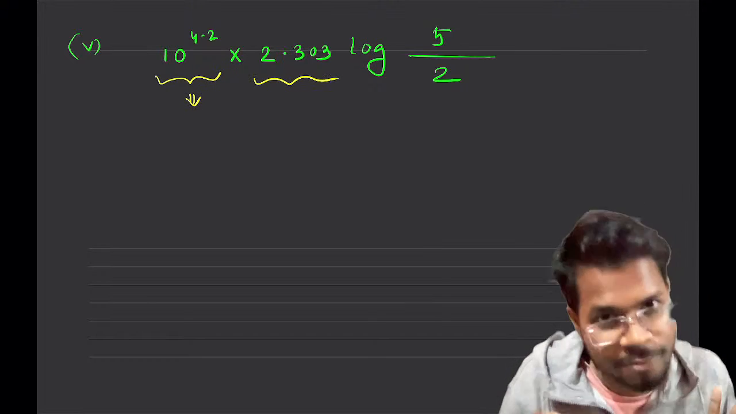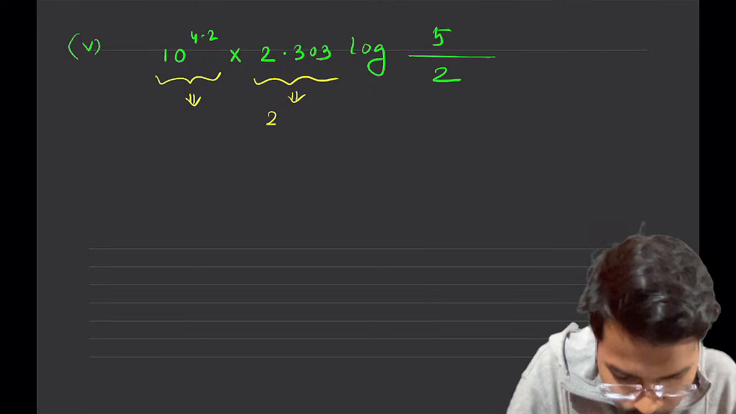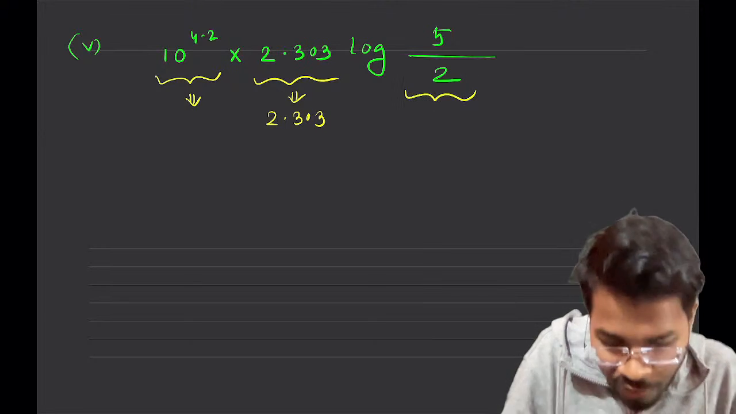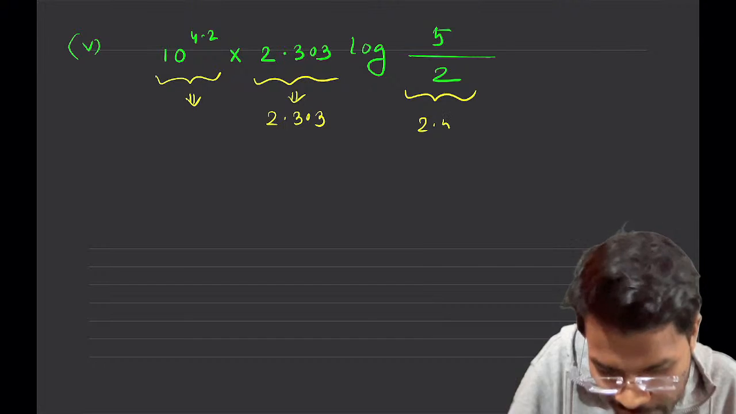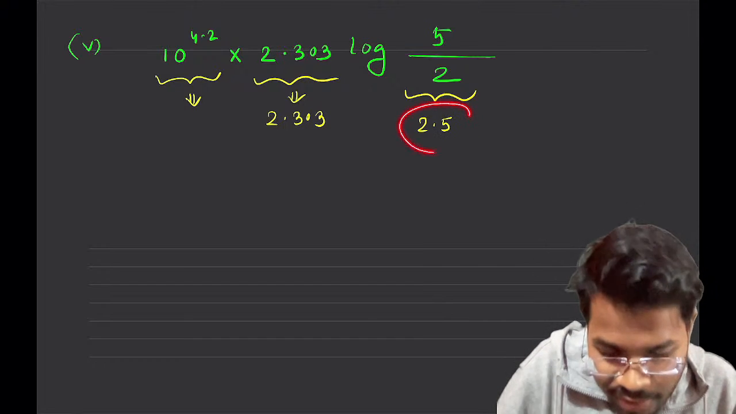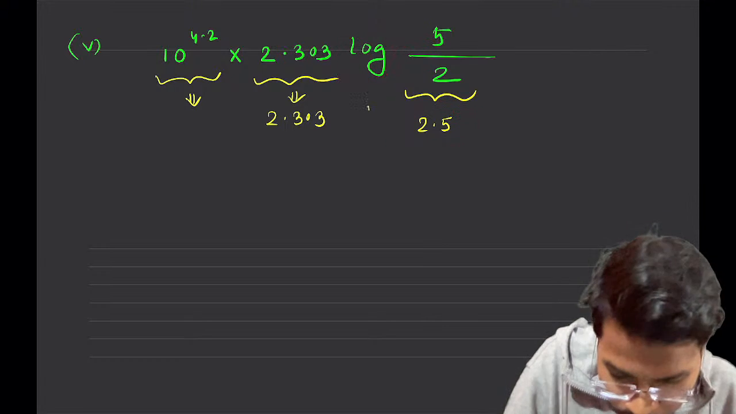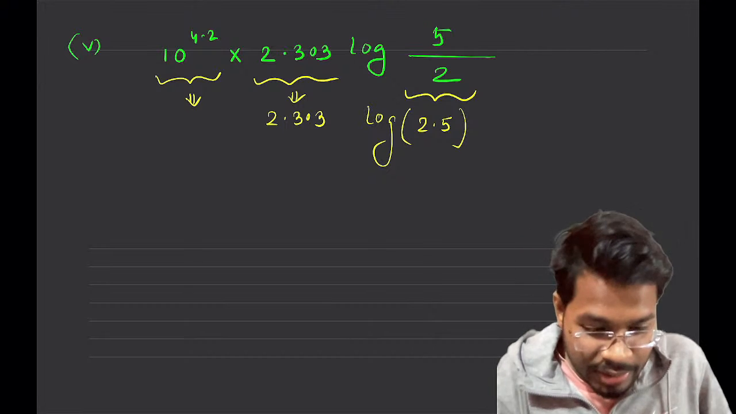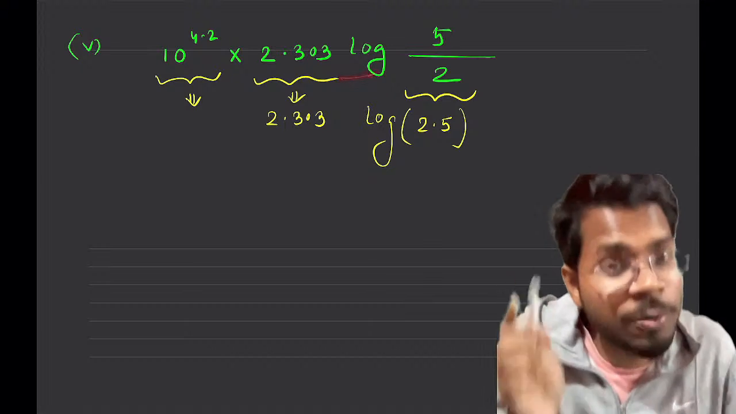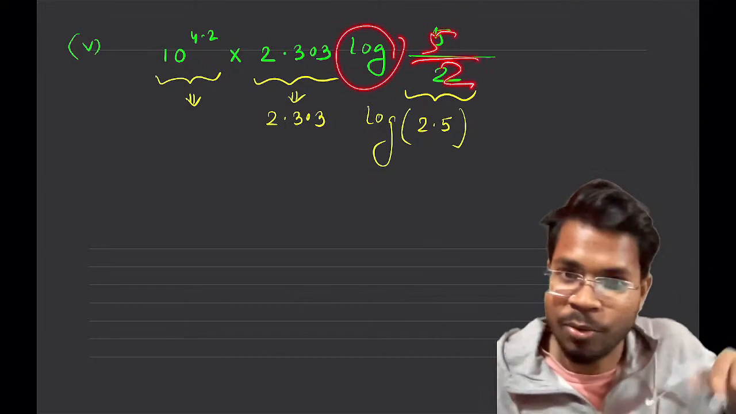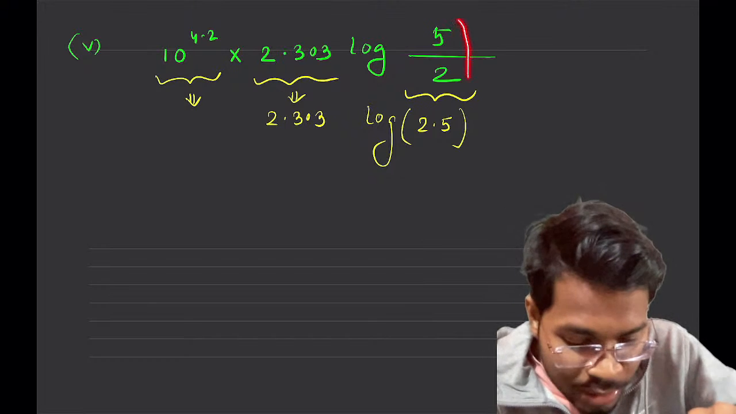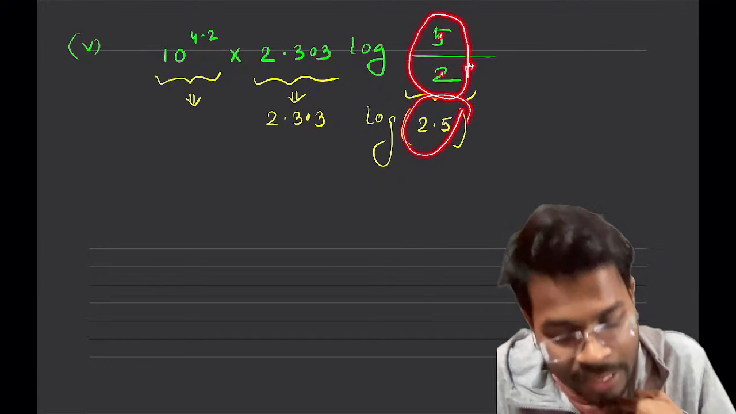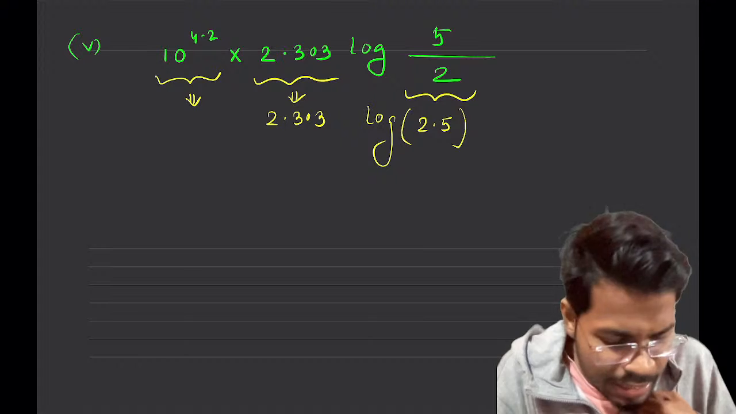You already know the value 2.303, so I put 2.303. Then calculate the value of 5 by 2, which is 2.5, and this 2.5 is after log, which means you have to calculate the value of log 2.5, remember. You cannot put log 5 by 2 in that calculator. First calculate 5 by 2, which is 2.5, then put log on this value.